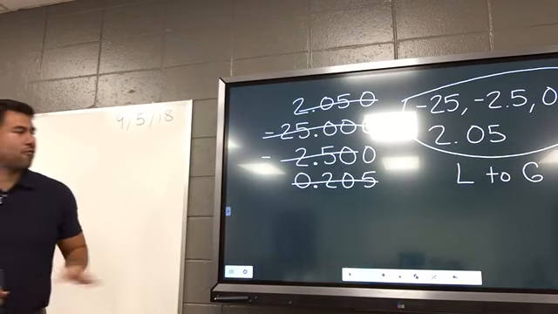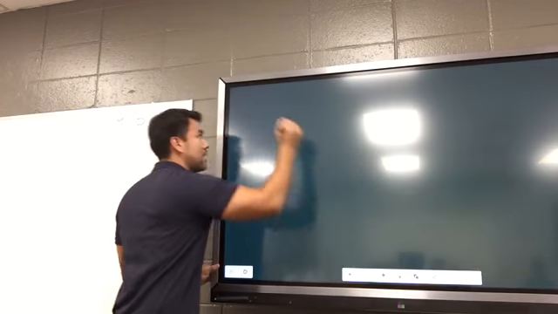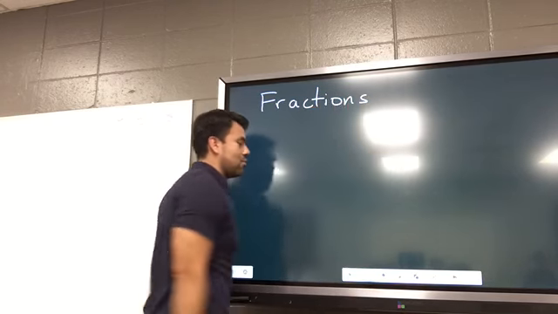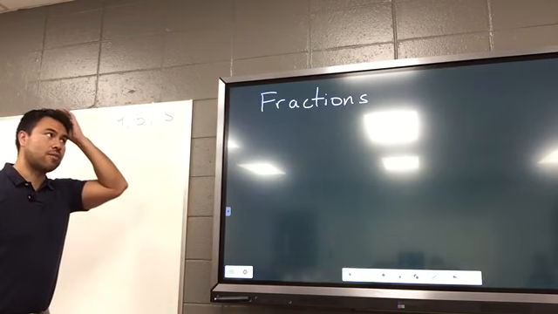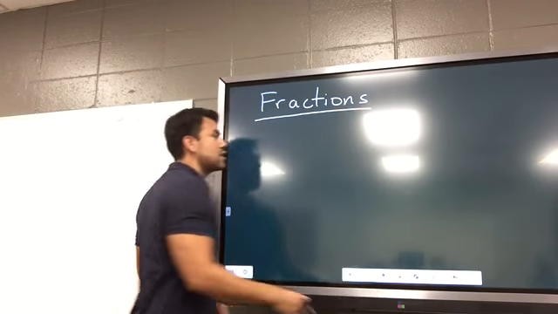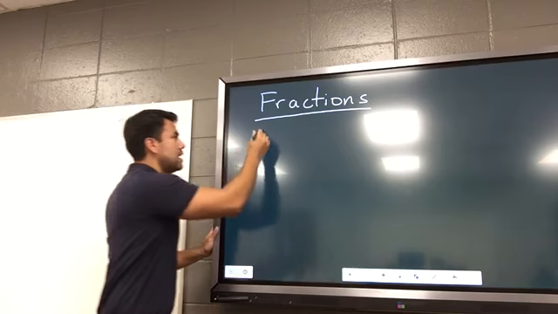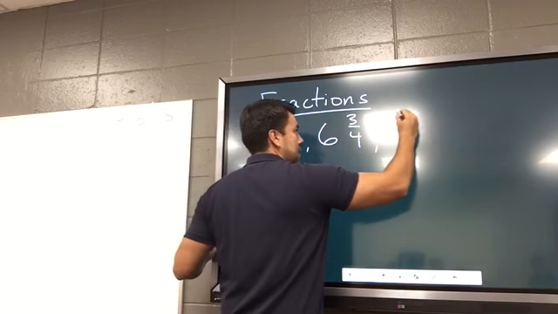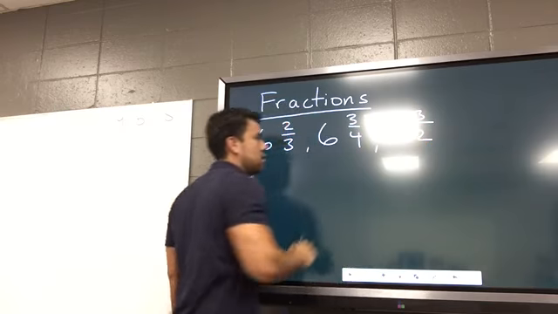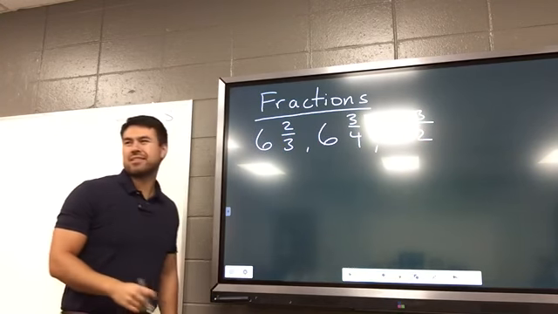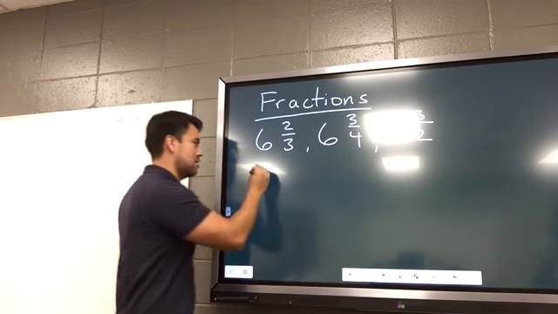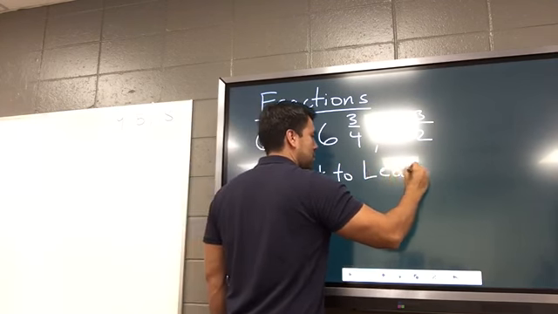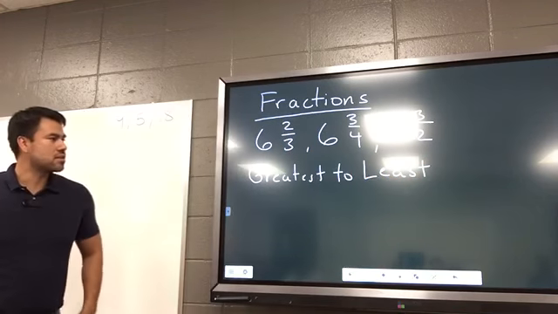Okay, let's look at fractions now and comparing. These are not too bad, but they can get really tough, especially when the values are so close. So fractions, and this can include mixed numbers as well. Let's start with 6 2/3, 6 3/4, and 73/12. So these are the three numbers, and you know what? Let's go greatest to least, which I would put from here on out G to L. Greatest to least. Okay.